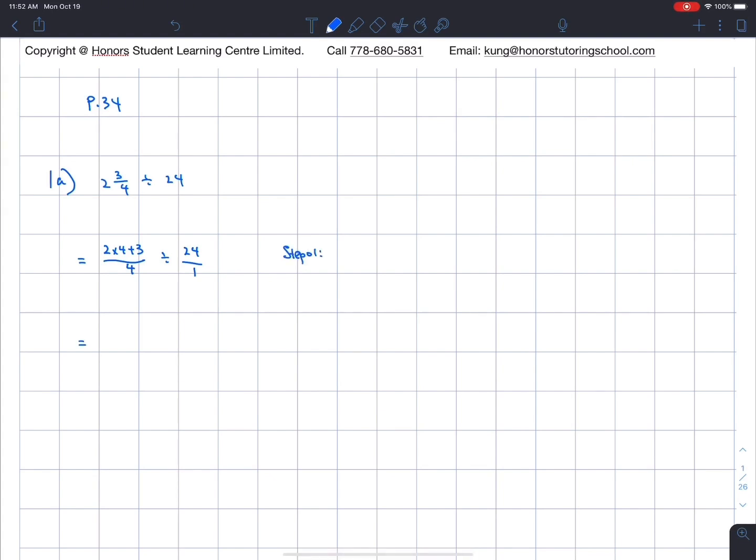Step 1, change all fractions into improper fraction. So 2 times 4 is 8, plus 3 is 11. We have 11 over 4. I can flip this over already. So times 1 over 24.